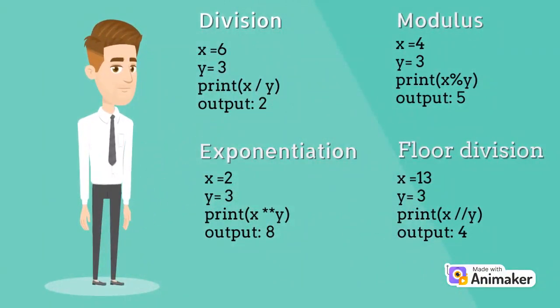Modulus, we use 2 variables, x equals 4 and y equals 3, print x mod y, output is 1. Exponentiation, we use 2 variables, x equals 2 and y equals 3, print x into y, output is 8.